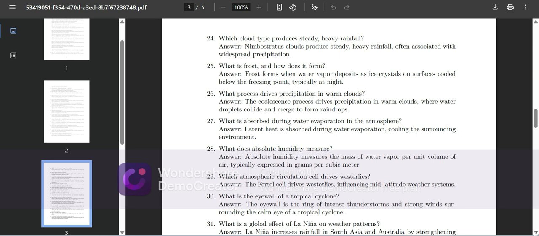What does absolute humidity measure? Absolute humidity measures the mass of water vapor per unit volume of air, typically expressed in grams per cubic meter.